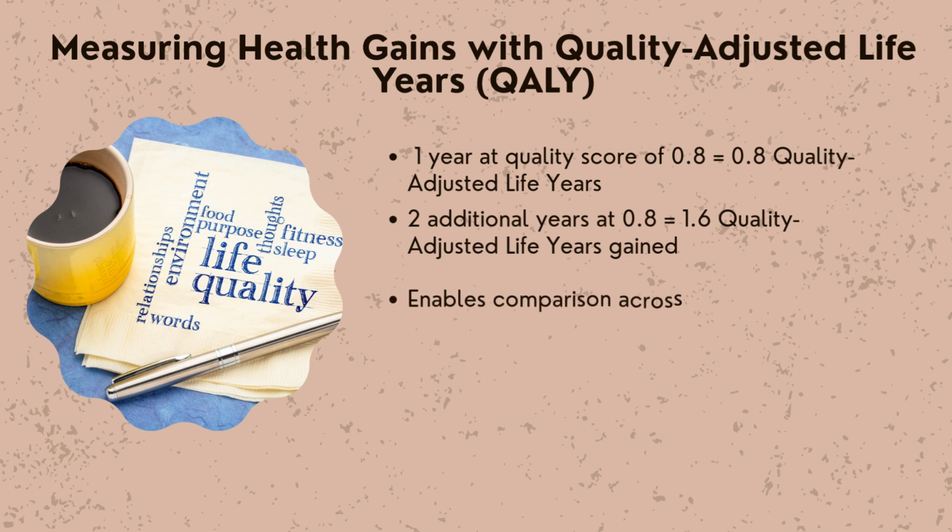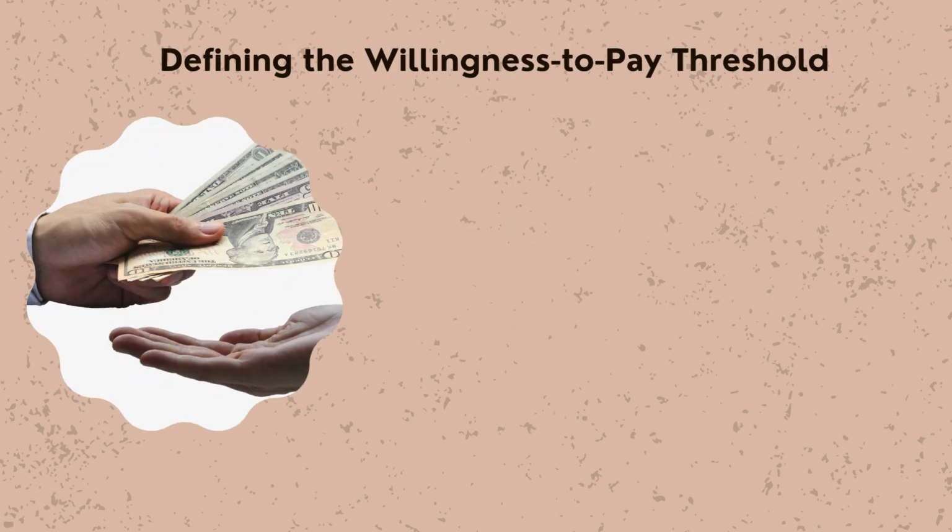Quality-adjusted life years allow decision makers to compare very different treatments, from cancer drugs to joint replacements, using the same yardstick, helping ensure that limited healthcare resources deliver the maximum health benefit. The second concept we need to be familiar with is the willingness to pay threshold, which is a key factor in health technology assessment and funding decisions.